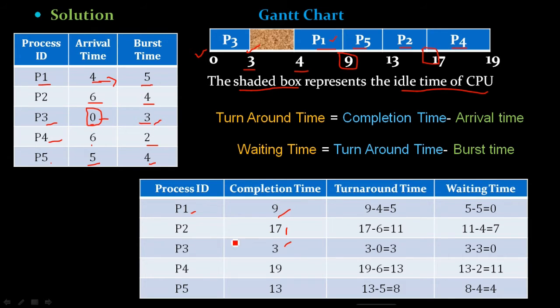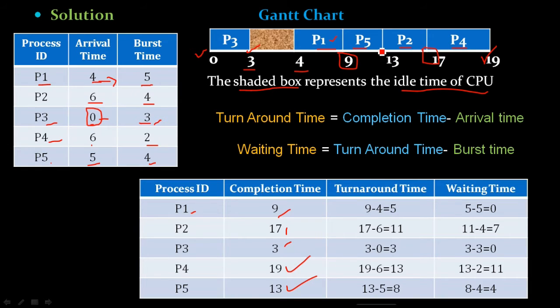So first we have to prepare the Gantt chart so that it is easy to calculate all other things like completion time, turnaround time and waiting time. P5 completion time is 13. It completes its execution here, at 13 milliseconds.